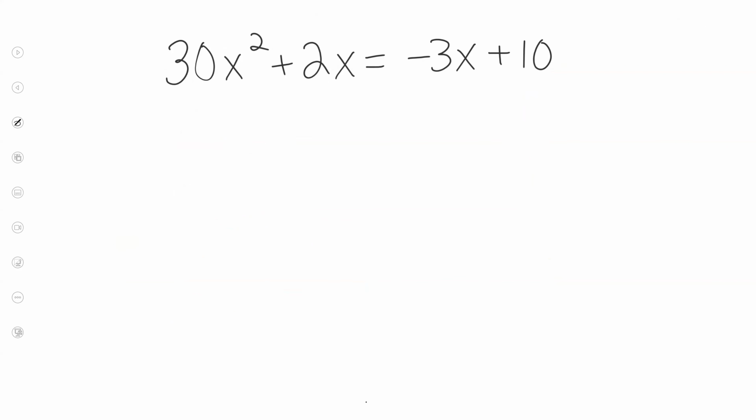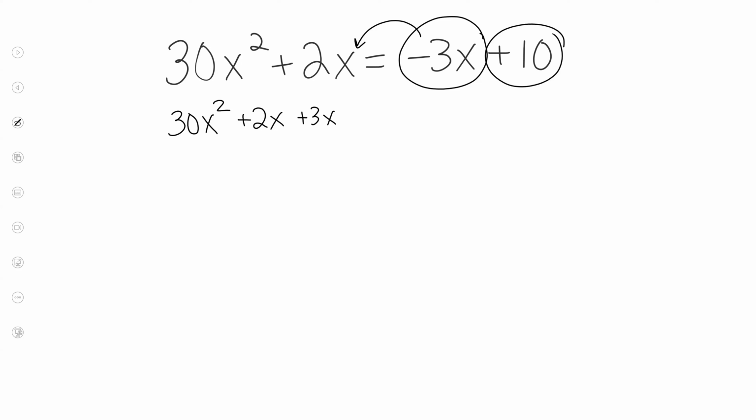This is not in standard form. So we're going to have to rewrite this. So I'm going to write this again, 30x squared plus 2x. I'm going to move the negative 3x to this side, making it a positive 3x. I'm going to move this 10 to the other side, making it a minus 10. We're almost in standard form. Remember, standard form looks like this, ax squared plus bx plus c. We're almost there.